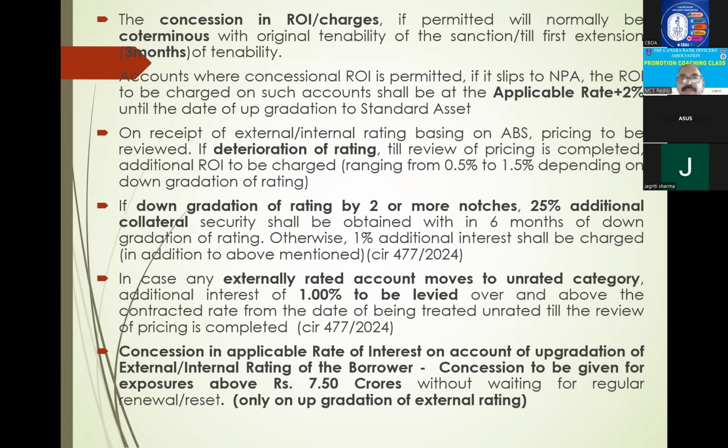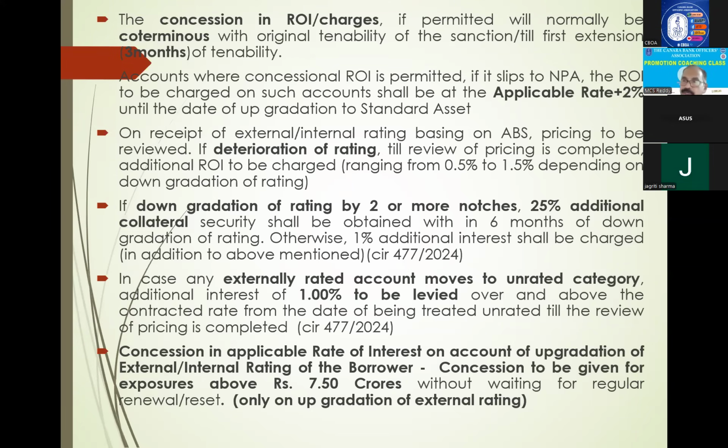Accounts where concessional rate of interest is permitted, if it slips to NPA, the rate of interest to be charged on such account shall be the applicable rate plus 2%. Whenever an account becomes NPA, immediately you have to add 2% rate of interest. Right? Next, on receipt of external or internal ratings based on ABS, pricing to be reviewed.